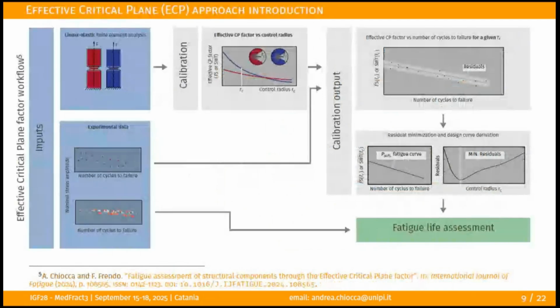The workflow we are using now is based on linear elastic models. We try to find an optimal control radius, so volume dimension, like the strain energy density or other similar methods. To do this, we use, for example, some experimental data sets, 2 fatigue curves, and we minimize the residuals of the number of cycles to failure, and then we define this optimal control radius. Then we use some other experimental data to validate the method. This is what I will explain later in the presentation.